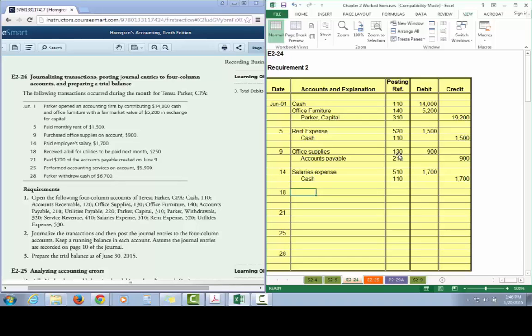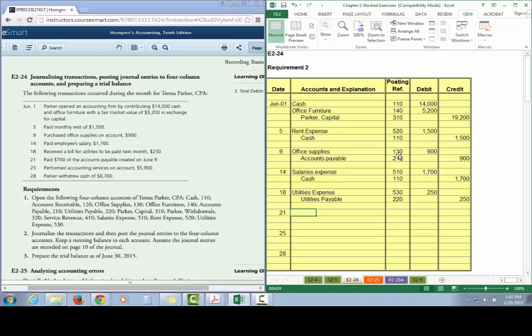All right. Then on June 18th, it said received a bill for utilities to be paid next month. So if we received a bill, we've used up some utilities. So we have a utilities expense, which they told us the account was $530 and it was $250, but we're not paying it yet. We're not going to pay it until next month. So it's not cash, it's a payable. So we have utilities payable, account 210 for $250.